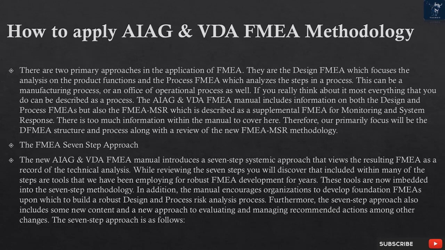The FMEA 7-step approach. The new AIAG and VDA FMEA manual introduces a 7-step systemic approach that views the resulting FMEA as a record of the technical analysis. While reviewing the 7 steps, you will discover that included within many of the steps are tools that we have been employing for robust FMEA development for years. These tools are now embedded into the 7-step methodology. In addition, the manual encourages organizations to develop foundation FMEAs upon which to build a robust design and process risk analysis process. Furthermore, the 7-step approach also includes some new content and a new approach to evaluating and managing recommended actions, among other changes. The 7-step approach is as follows.